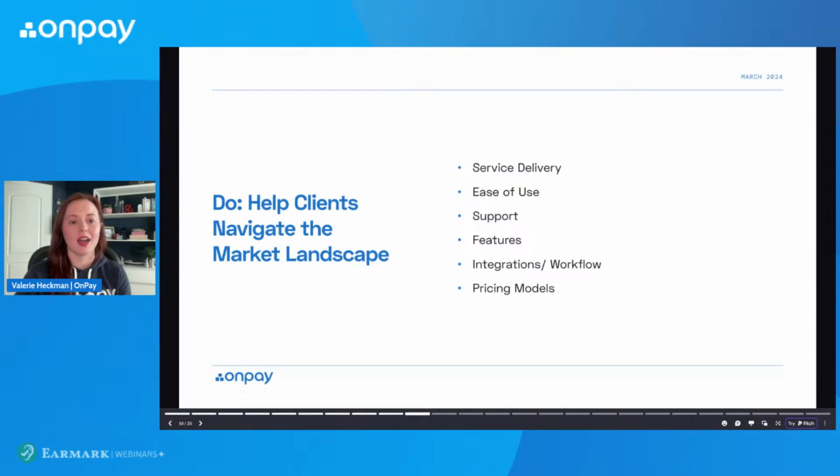If you are talking about the ease of use, that can be very important to think about whether it is your clients or your team that are going to be using the product. So if you're evaluating the options on the market, definitely be mindful of what that experience is like. Think about what support will be like. Is it accessible to your clients if they need it? Is there a team that's going to be available to support you as an accountant a bit differently than they support small businesses? That's something that we do at OnPay. We have a dedicated partner team.